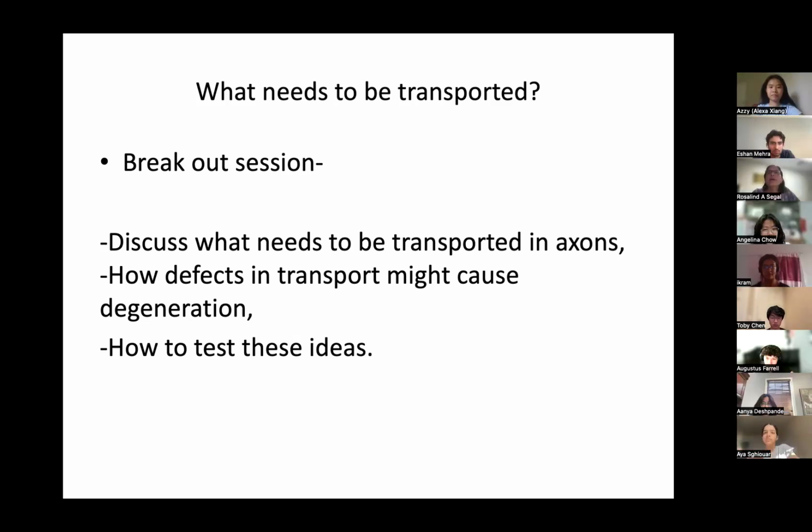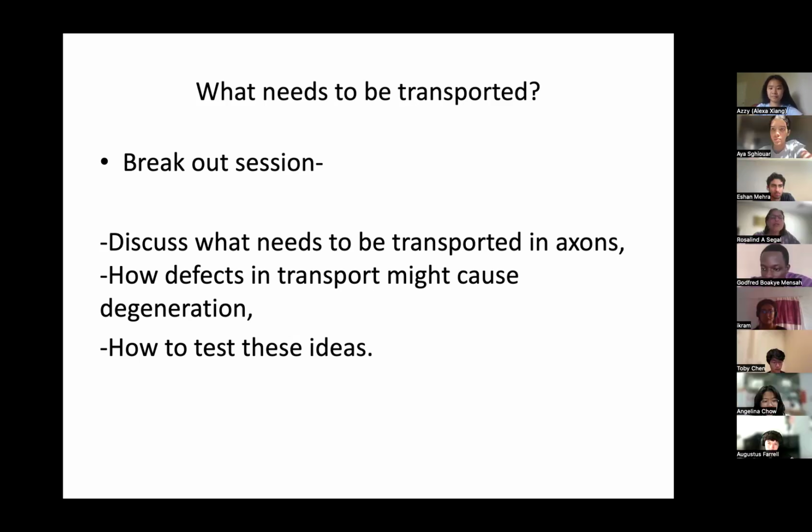Godfred? Yeah, we also looked at RNA, where we're trying to say that it is needed for local protein synthesis within the axon, allowing for rapid response to stimuli with repair mechanisms. Yeah, that's a really good point, and we're going to be coming to that in a minute.